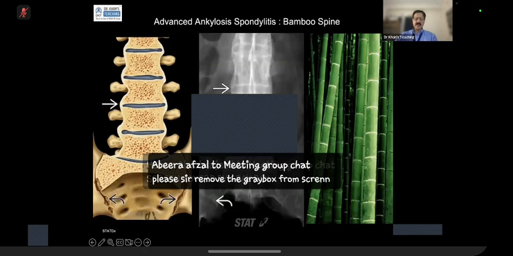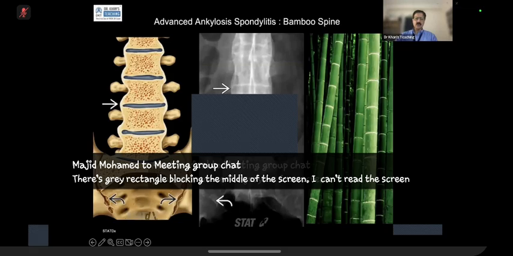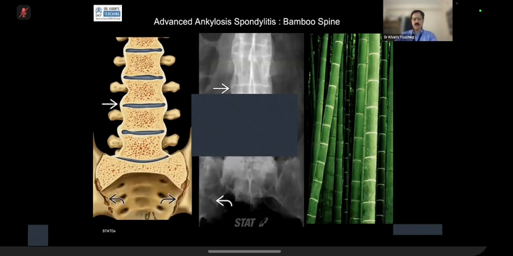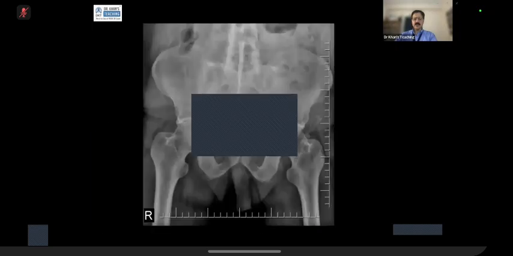So mechanically speaking, the whole of this spine becomes, there is loss of any capability of flexion extension, and it acts like a stick. So even with trivial trauma, there can be fractures. And these fractures are what this case is about.